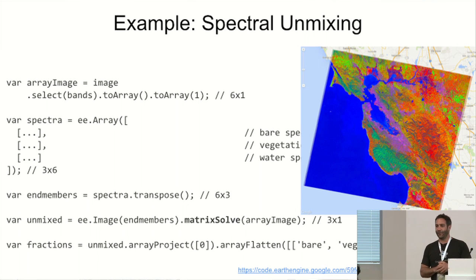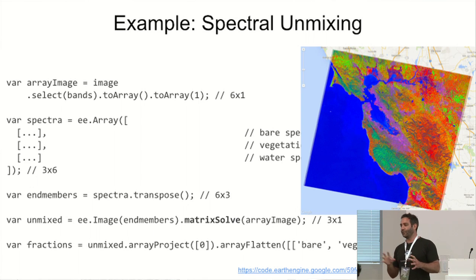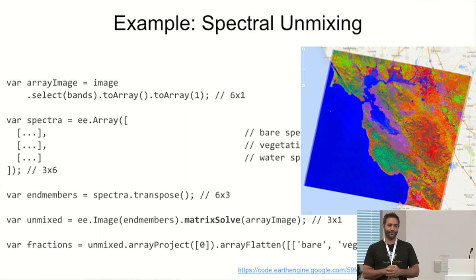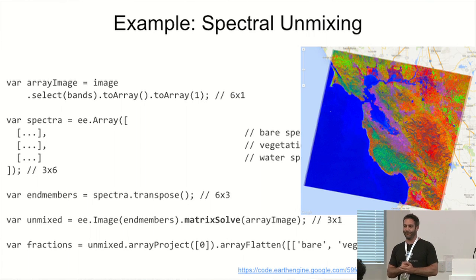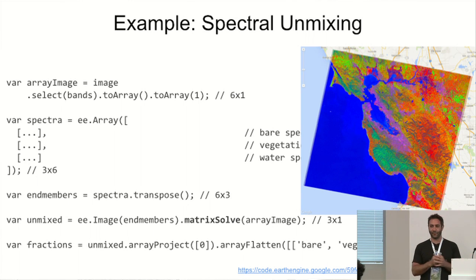So that is how you would do array unmixing. That is how you would do linear unmixing with arrays. In fact, there's an unmix function that lets you constrain these things to be between 0 and 1, and sum to 1. But this is how you'd use arrays to do that.